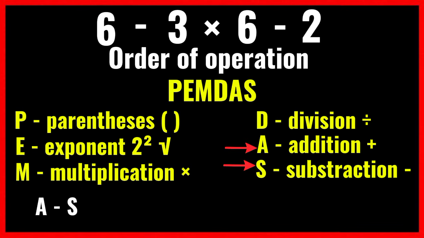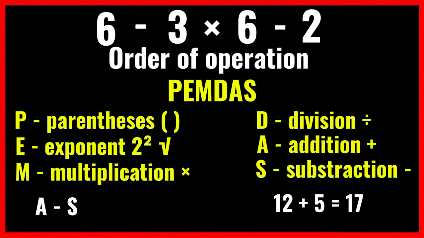Addition and subtraction. Finally, addition and subtraction. Just like multiplication and division, they have equal priority. Always solve them from left to right. For example, 20 minus 8 plus 5. 20 minus 8 equals 12. Then 12 plus 5 equals 17.